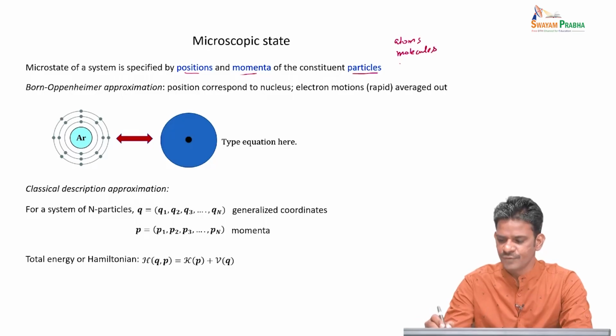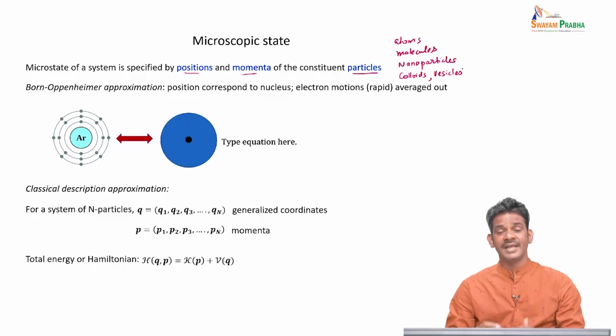or even, in some cases, if you want to study nanoparticles or colloids, vesicles, micelles, etc. Any entity that you want to study, we collectively call them particles because we don't want to switch terms like atoms, molecules, nanoparticle every time. So we'll just specify that particles mean any of these constituents of the system that we want to study.